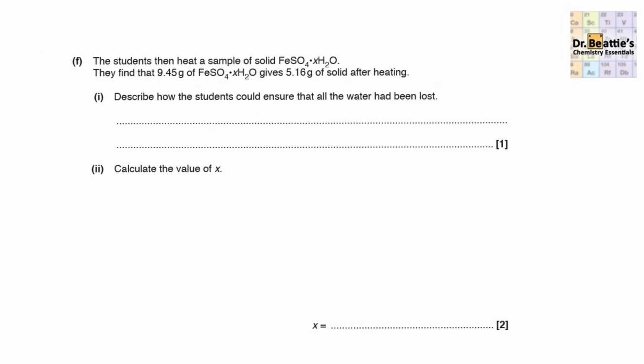So the first question that we want to apply this information to is this question here. I want you to pause the video and see if you can come up with both the written answer for part I and the value of x for part II. Okay, so the first part here is describe how the students can ensure that all water has been lost. The key phrase here is to heat to a constant mass.